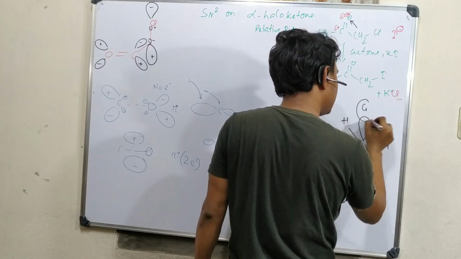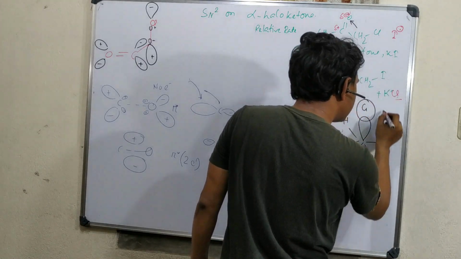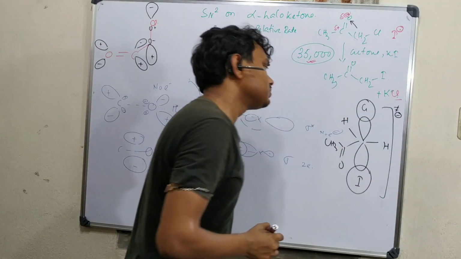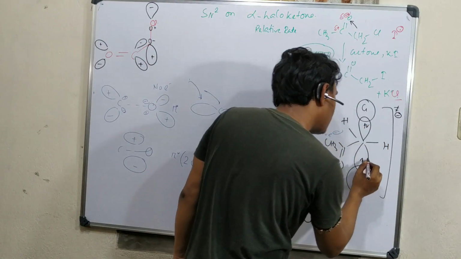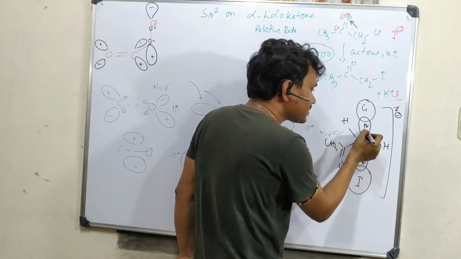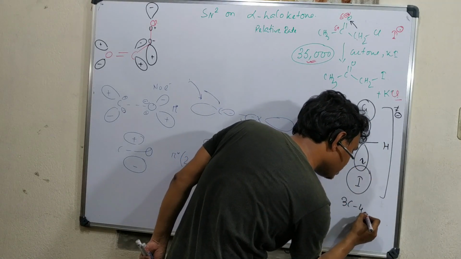This is the Cl and this is the iodide. Okay, this is the TS having negatively charged. So this is SN2. This p-orbital contains 4 electrons. Okay, so this is due to the electron withdrawing. This electron density is more electron rich because this is a 3C4E bond.